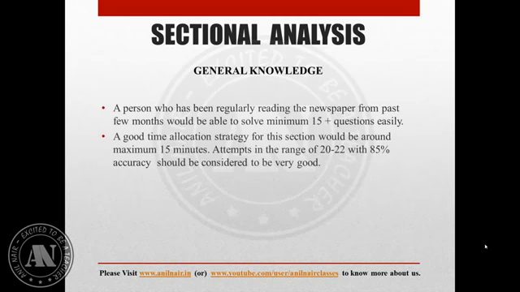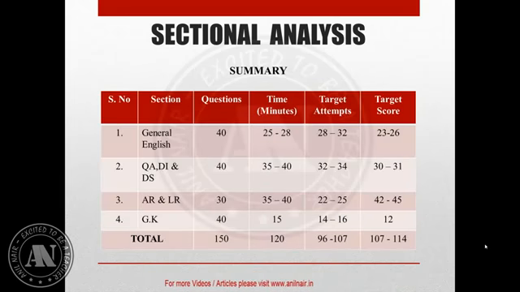General knowledge. General knowledge is like a vocabulary. Either you know the meaning or you don't know the meaning. A student who has been a regular newspaper reader for the past few months would definitely have attempted a minimum of 15 plus questions. Attempts in the range of 20 to 22 with 85% accuracy is considered to be a very, very good attempt. Let us see the summary of today's SNAP 2012 paper.